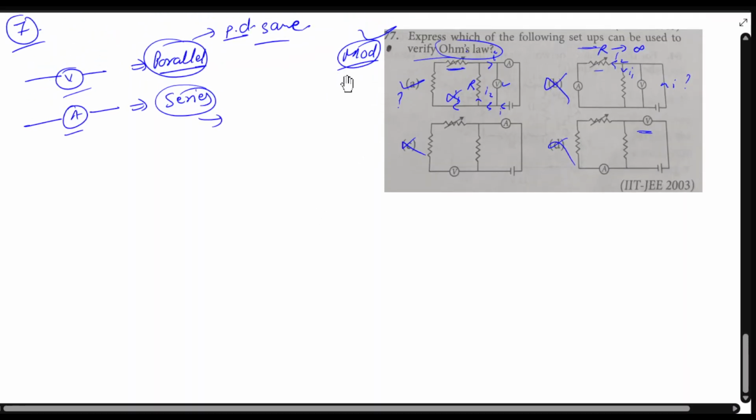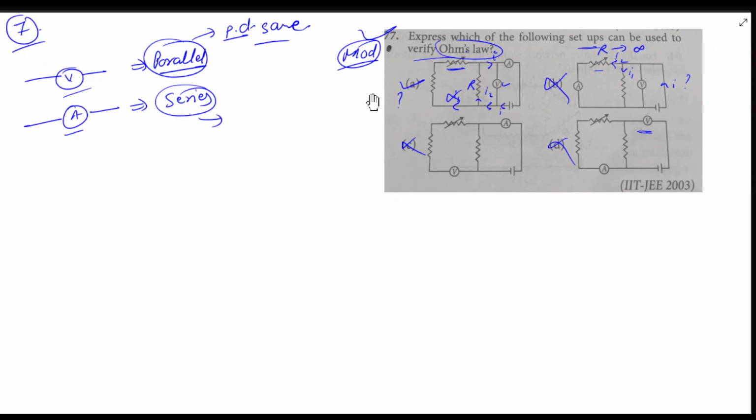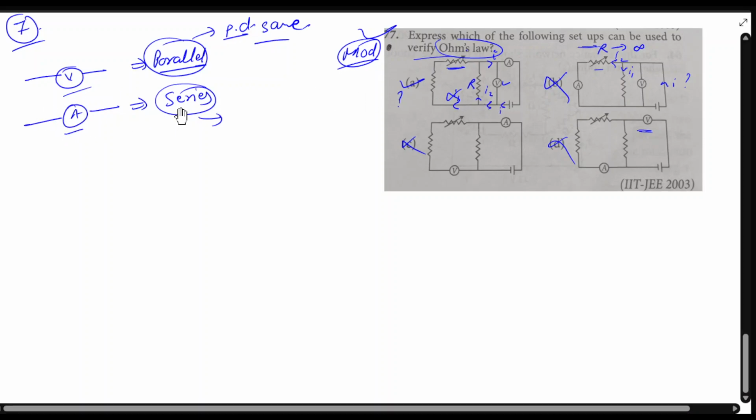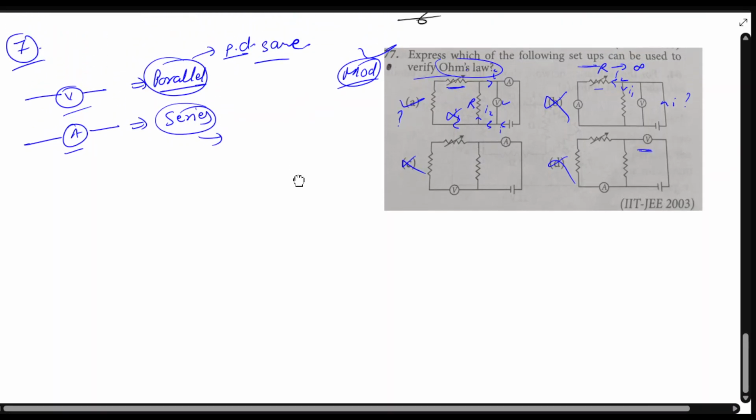There are many solutions online. They will say that the ammeter should be connected with this battery in series. So this is wrong, right? Because the ammeter should be connected in series with the test resistance. So we have to apply the condition here. So it's quite a nice question.